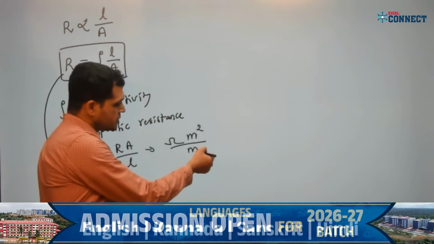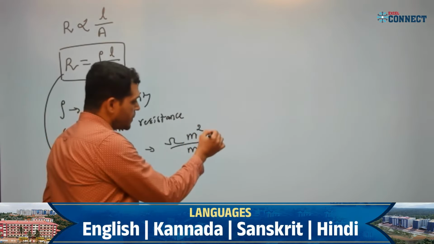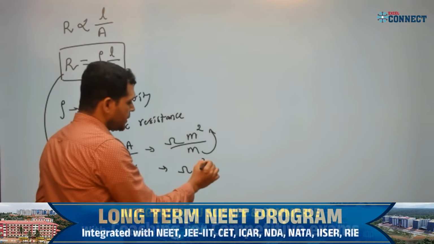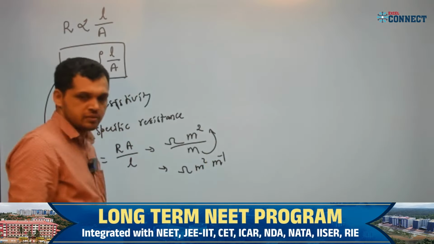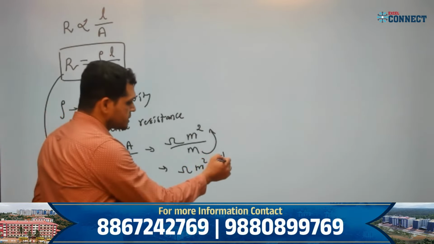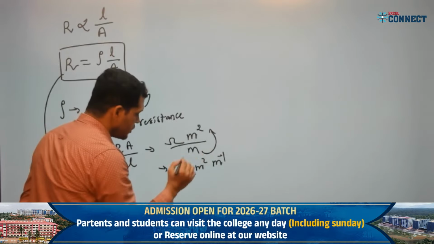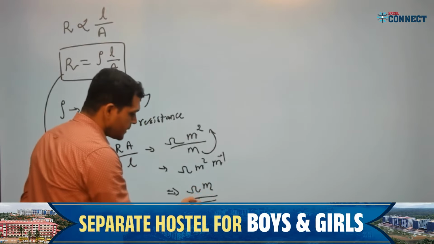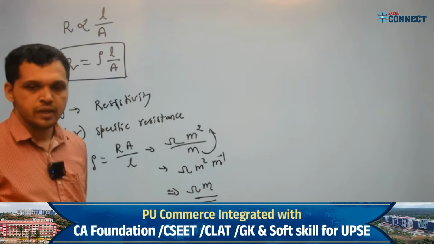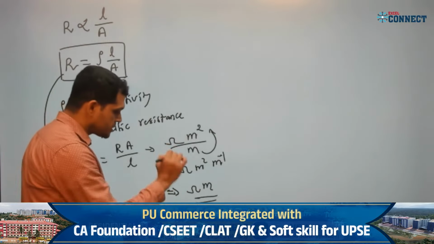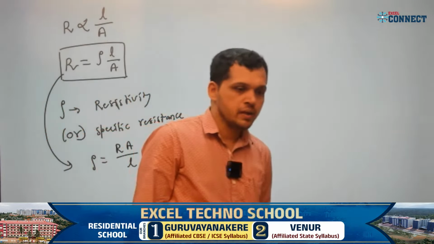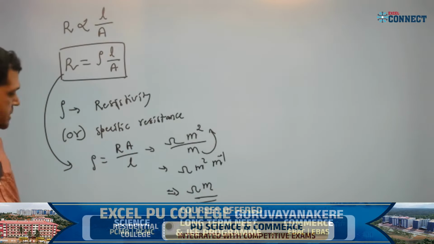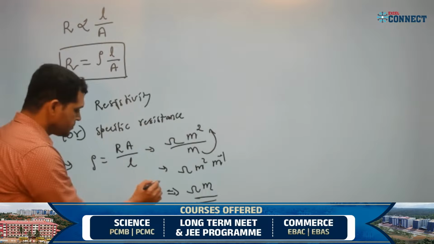If you take meter to the numerator, power minus 1, that is ohm, meter square, meter power minus 1 here. Meter square, meter minus 1, cancel out, we get ohm meter. This is the SI unit, ohm meter. Ohm meter is the SI unit of electrical resistivity. Correct? SI unit of electrical resistivity, that is the ohm meter.